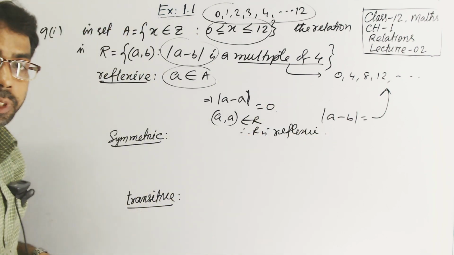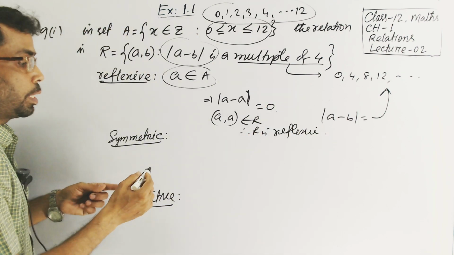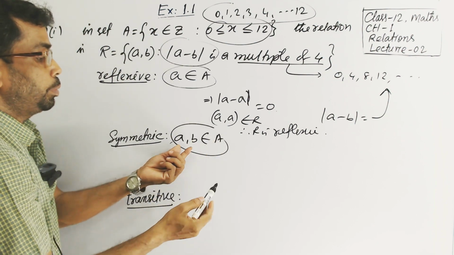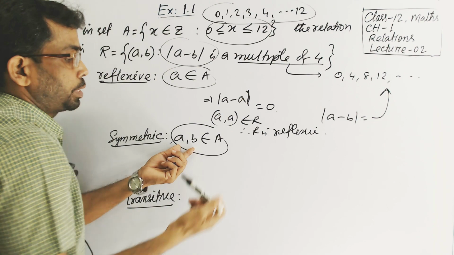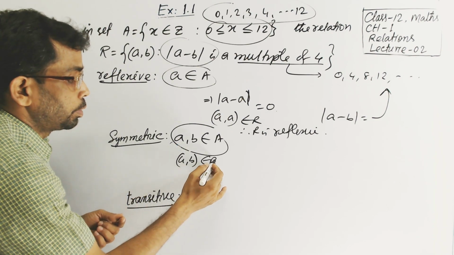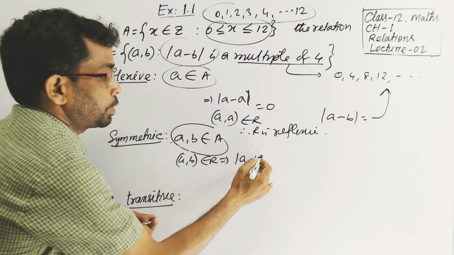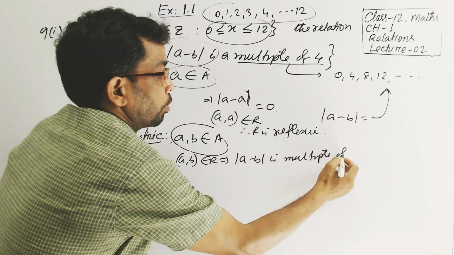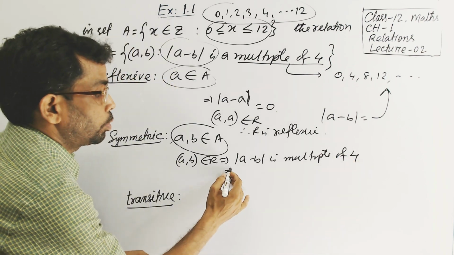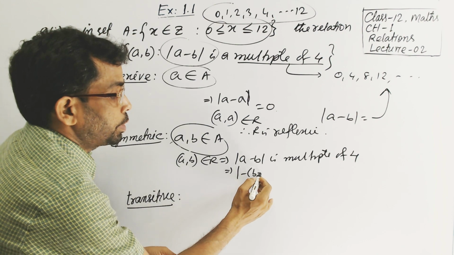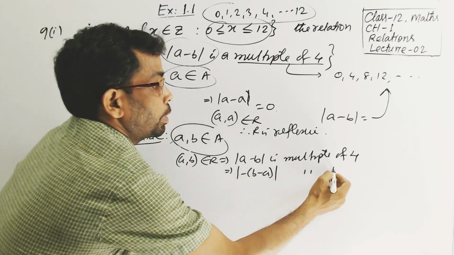For symmetric, we have to explain with two arbitrary elements. We can take A, B belongs to the set A. That means A and B are representing any two elements from this set. And then if the pair is in the relation, then modulus A minus B is a multiple of 4. If modulus of A minus B is a multiple of 4, we can take minus common and reverse the pair. It is also a multiple of 4.